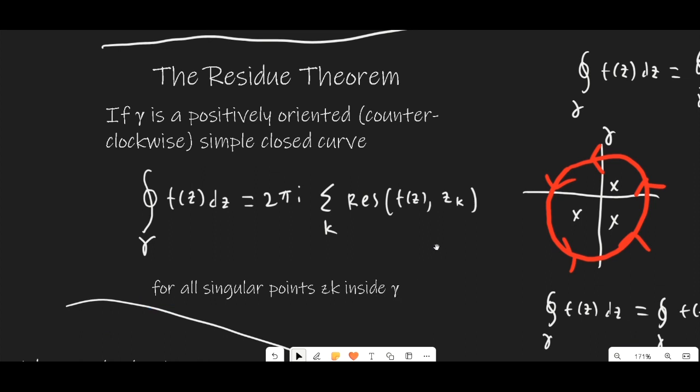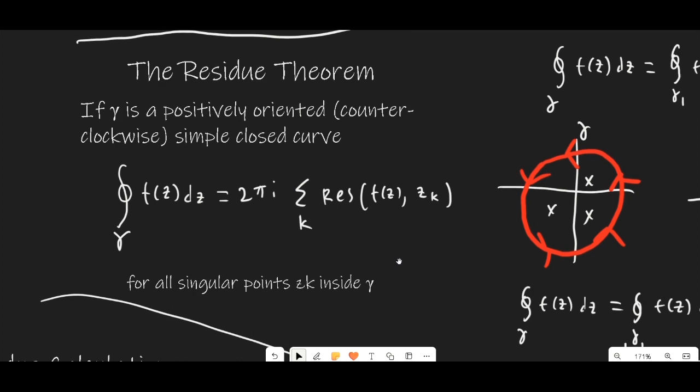So if we have some closed curve, all we need to do is find all the singular points, find the residues of the function at all of those points, add them together, and multiply them by 2 pi i, and that gives us the value of the contour integral. Also, simple closed curve does also require that the closed curve does not intersect itself, so that's important.